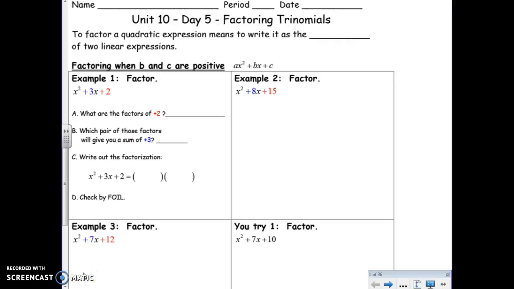All right, sixth period. This is Unit 10, Day 5, Factoring Trinomials. To factor a quadratic expression means to write it as the product of two linear expressions.